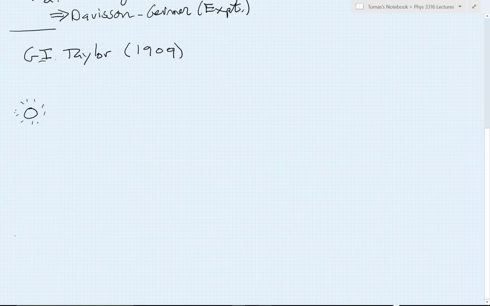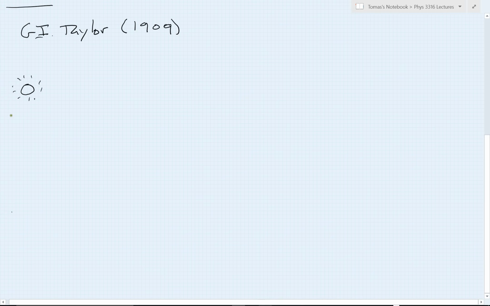Very good. So let's look at now G.I. Taylor's famous interference experiment. This experiment was carried out in about 1909. The basic idea here is that it is a standard sort of light interference experiment. So we're going to have some source of light over here, but one key aspect of this is that it's going to be a rather dim source for our light.